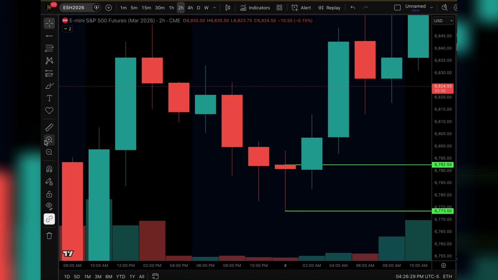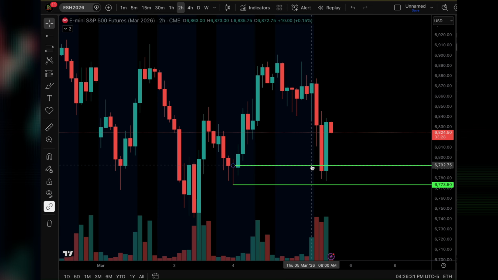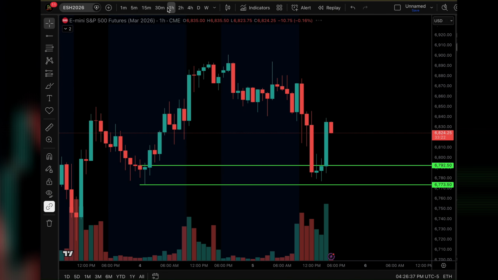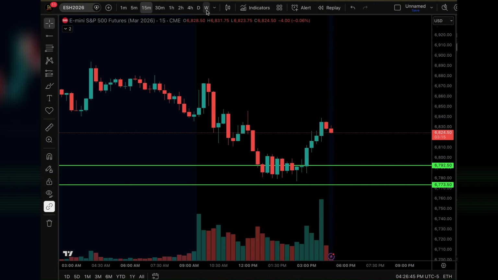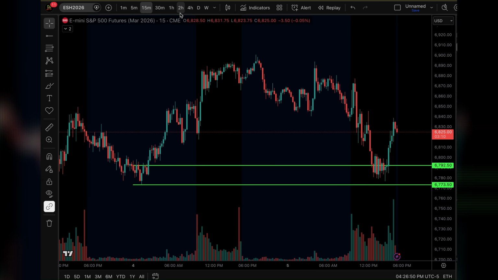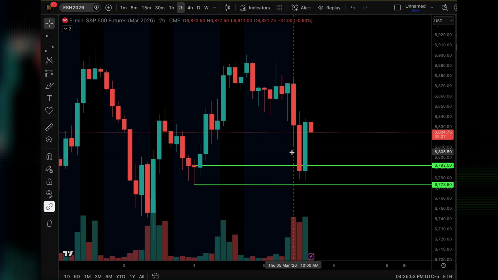And really in a demand reaction, I'm only looking at how price reacts at the beginning of a demand structure. So as I work my way down, execution takes place on a shorter time frame, and the planning takes place on a bigger time frame. Weekly, daily, 4-hour, 2-hour, 1-hour. So for this example, as you saw, I was on a 2-hour chart.